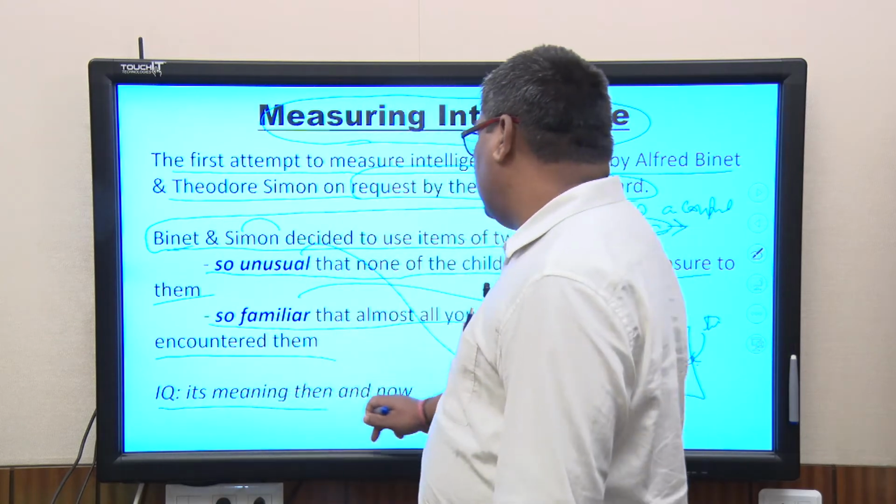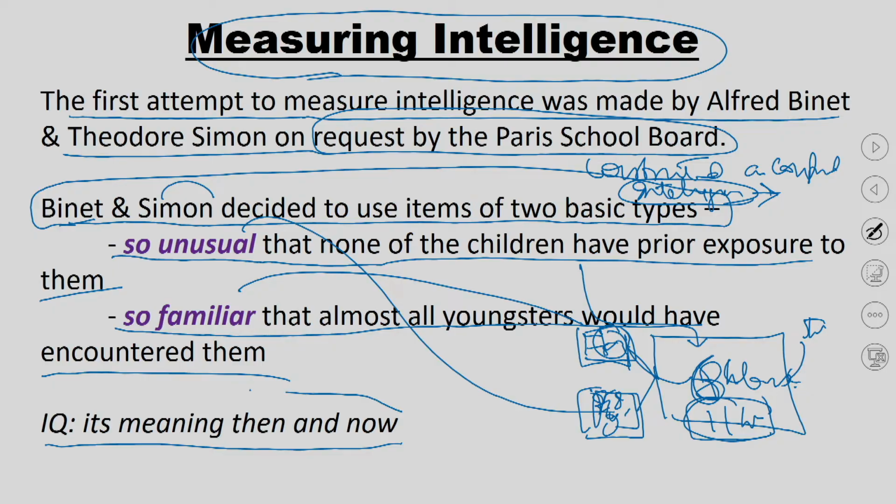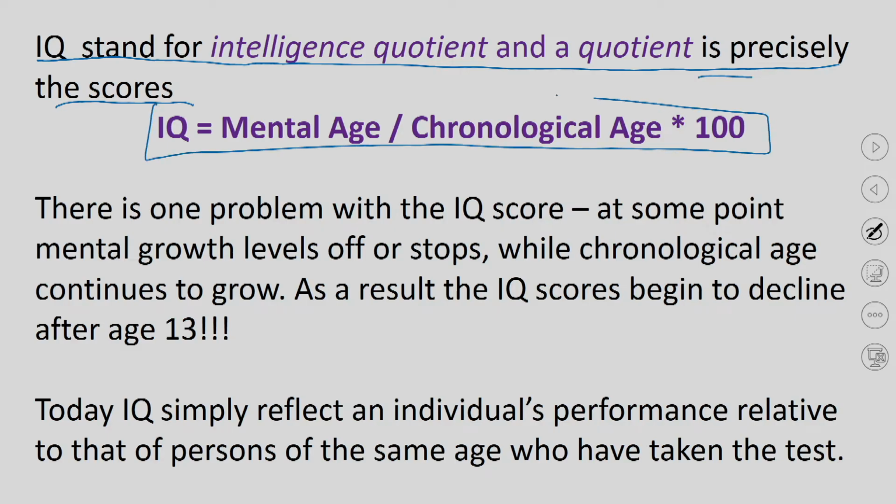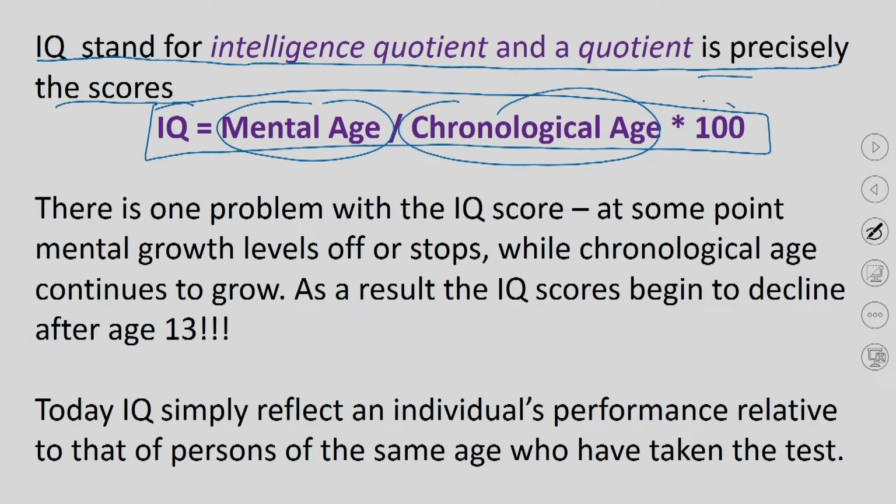So, how should we define the meaning of IQ, then and now? Based on the scores that they got, Binet and Simon gave a value which is called IQ. IQ stands for intelligence quotient, and a quotient is precisely the scores. This is a very old definition that has changed a lot of times. IQ is defined as mental age divided by chronological age, multiplied by 100. What is chronological age?